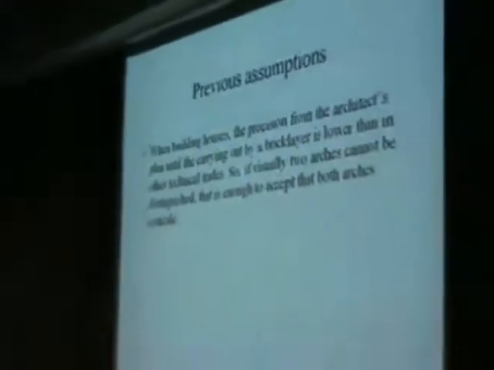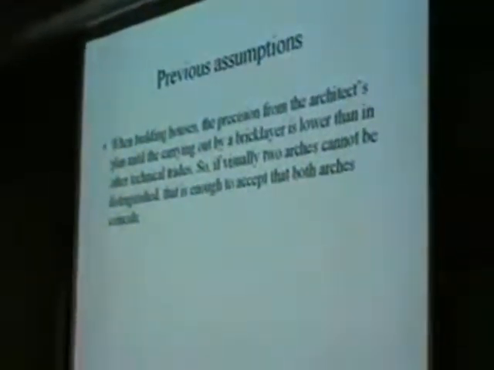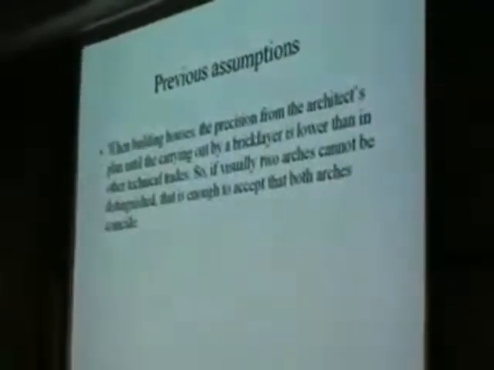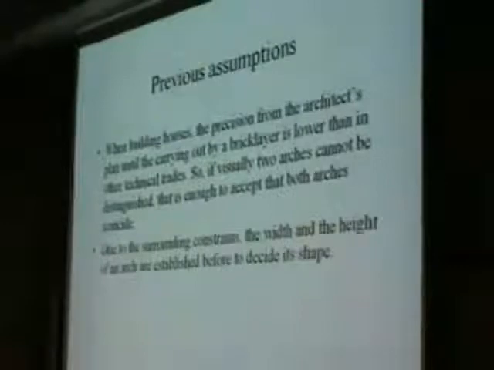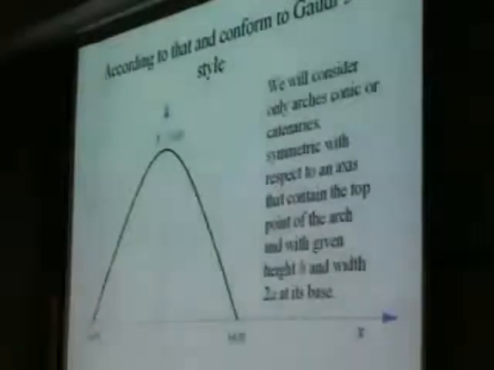When building houses, the precision of the wood from the architect to the builder is not so good as, for instance, in a piston of an engine or so on. So I think if we conceive it visually, we can accept that they are the same. And given the surrounding constraints, I think the width and the height of the arc are established before the wood side is set. According to that and conforming to the wood style, I focus on arches of only the conic or catenary type, with symmetry and with two data, that is the width of the basis and the height.